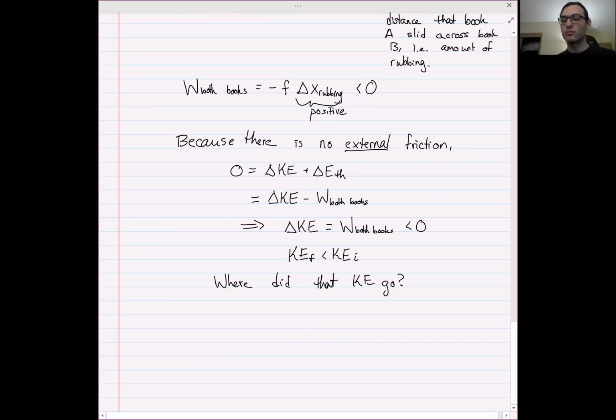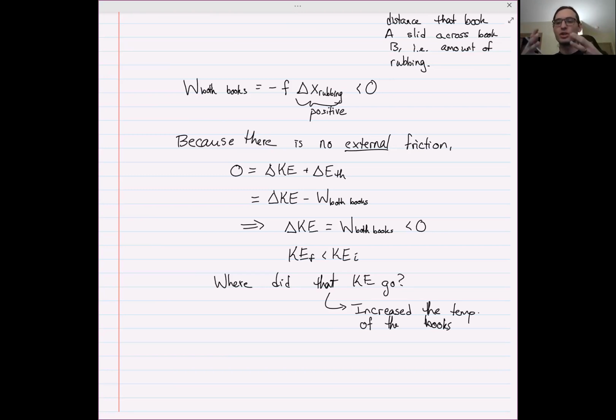And the answer is kind of built into the name. It potentially goes towards increasing the temperatures of the books. Now, there are other places that thermal energy can go. It can also go towards producing sound or producing light. All of those things are thermal energy. Basically, energy that can't be easily captured often gets lumped into kinetic or thermal energy.